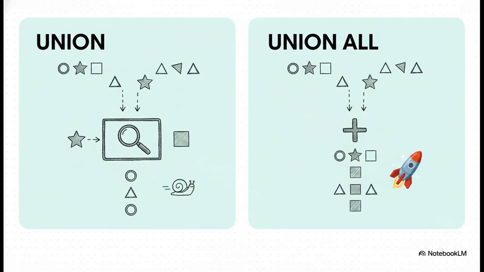Union is meticulous. It goes through every single row to find and remove any duplicates. That extra work makes it slower. Union all, on the other hand, doesn't care.